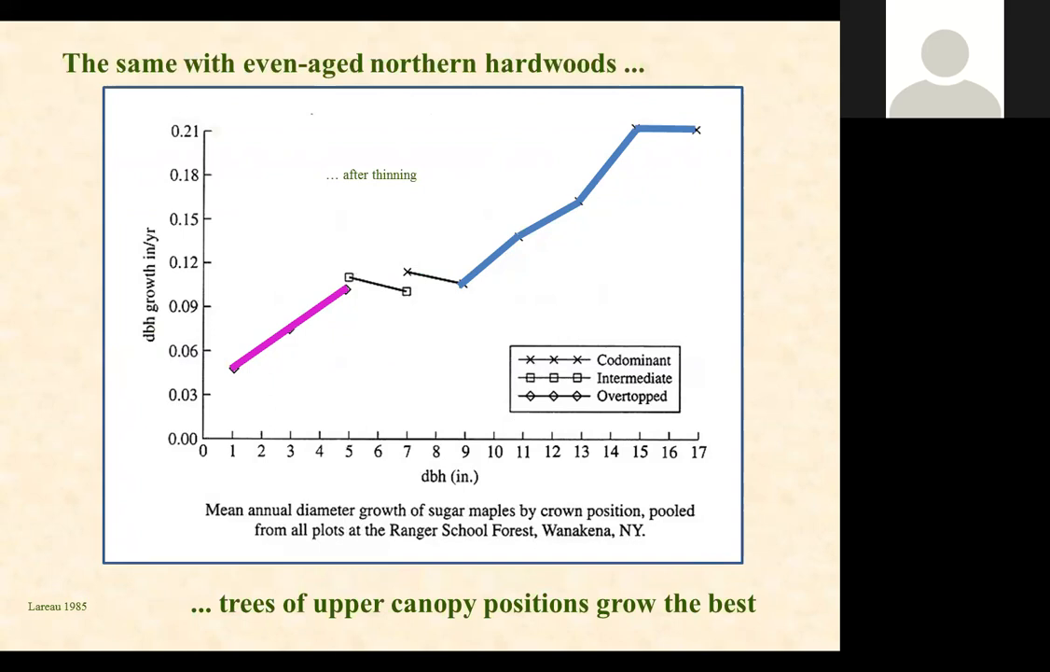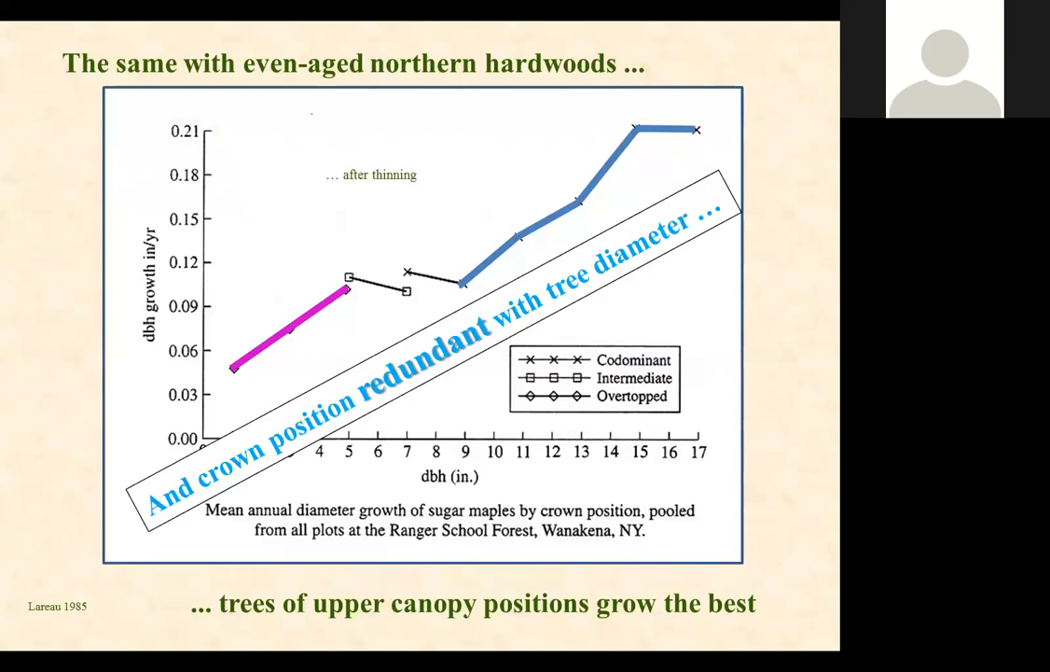He also checked crown position and related that to growth. And John found that crown position was redundant with tree diameter when trying to estimate the growth potential. So it gives us the confidence then that we can use tree diameter as an indicator of how trees will grow in even-aged stands, both before and after thinning. The big trees will grow well, the small trees will not grow well.